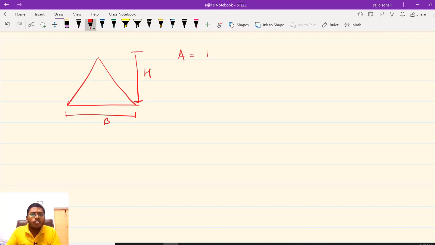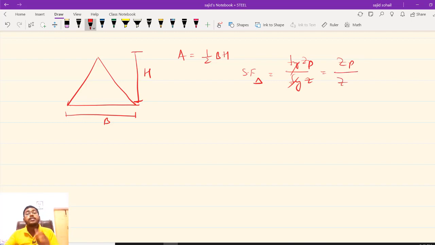So what is the area of a triangle? Area of a triangle is half of base into height. You know that very well, right? So I have to find what is the shape factor of this triangle. How to get it? Very simple. What is shape factor? I know it is Fy Zp divided by Fy into Z, where Fy cancels. So it is nothing but my plastic modulus divided by my section modulus.